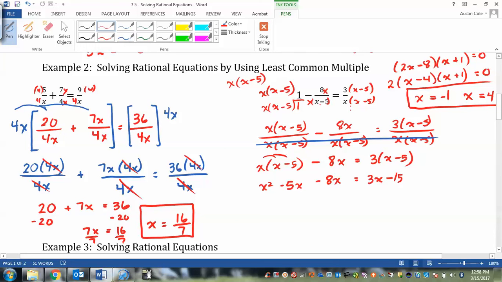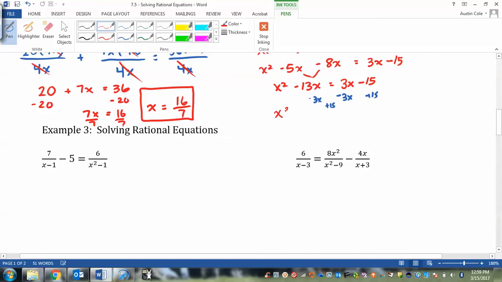I have an x squared and x's. Well, let's combine like terms first. I get x squared minus 13x equals 3x minus 15. I then need to get everything equal to 0. So I'm going to minus 3x on both sides, and I'm going to add 15. So I get x squared minus 16x plus 15 equals 0.